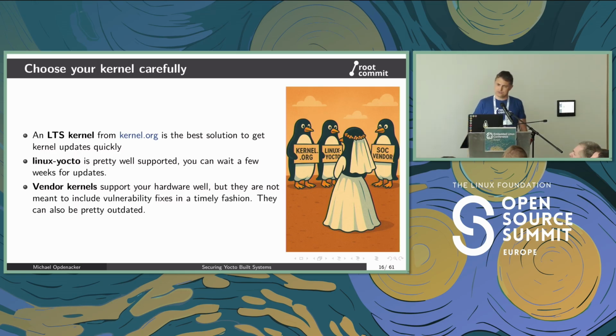You should also choose your kernel carefully. An LTS kernel from kernel.org is probably the best option to get kernel updates very quickly, in a matter of days. They have a nice process and they're much faster than we are. Linux Yocto is also pretty well supported by the Yocto Project, but sometimes it takes a few weeks to propagate the upstream changes to Linux Yocto. But it's still reliable, and that comes thanks to the funding from project members that we have this guarantee.